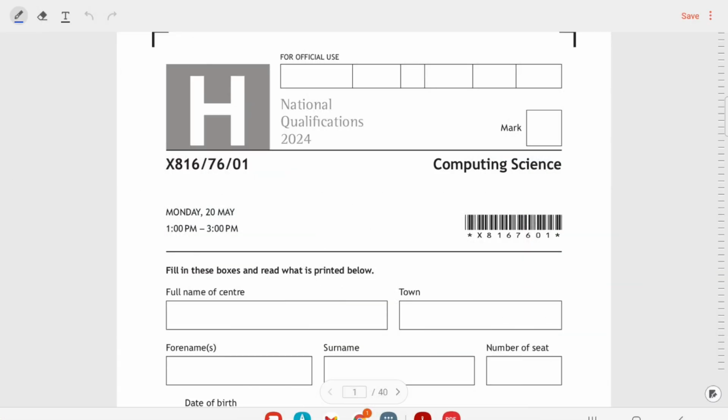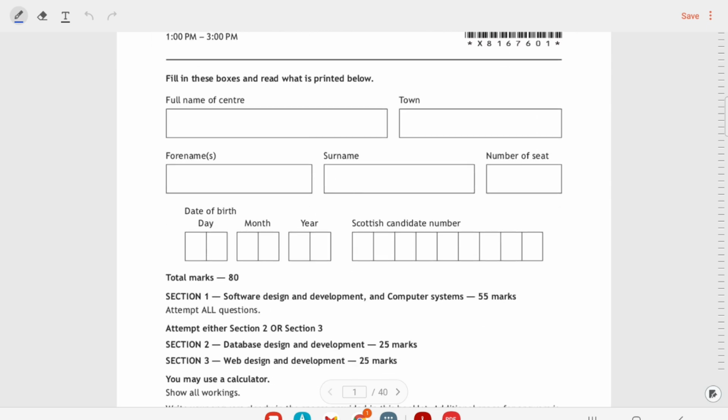Right, so I've got in front of me the Higher 2024 paper. I'm going to do section 1 and section 3. My class didn't do databases, so I'm not going to do section 2. First of all, I'm just going to look at the systems questions. So rather than doing the paper in order, I'll go through, find the systems questions, then I'll go back, do the short response software development, and then I'll do the extended response software development questions.